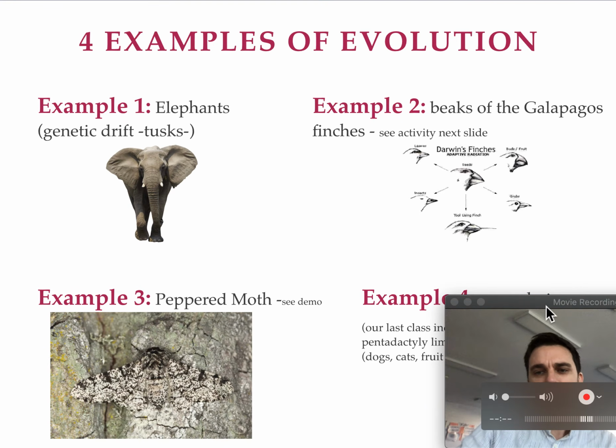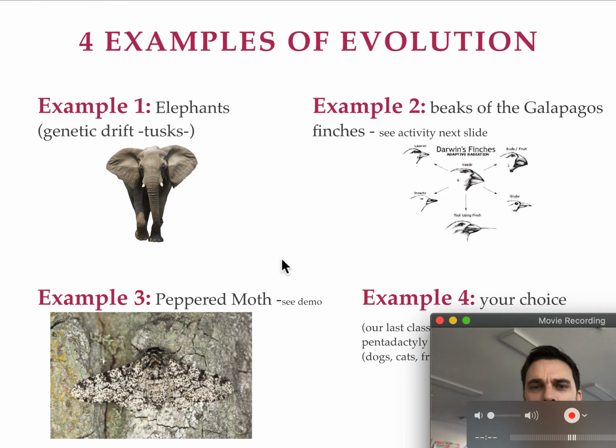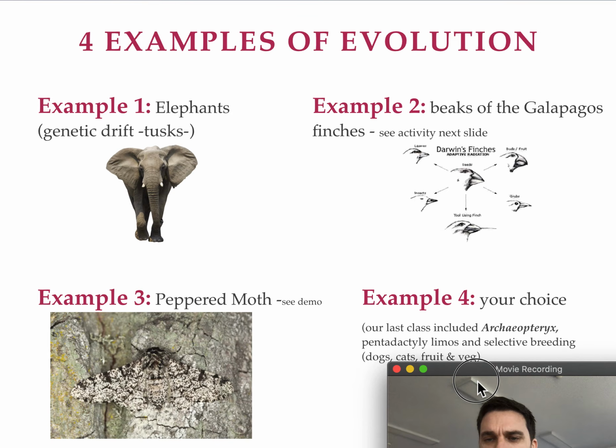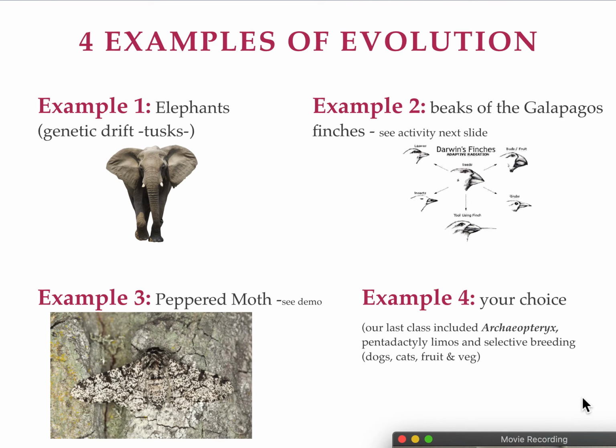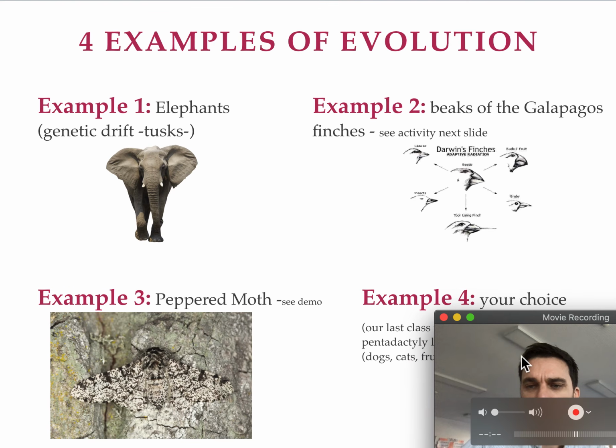And the next thing that I was going to have you do is look for different examples of evolution. These are three that we've just discussed. So the finches, the elephants, and the pepper moths in our last class. And then also, it's important that you have your own, something that you're connected to a bit more. In the last class, we looked at the Archaeopteryx, pentadactyl limbs, dogs, cats, fruits, vegetables, those kind of things. So think about something that hit home with you and have that as a solid piece of evidence to support you, because you are expected to do that on an exam, to have your own evidence.